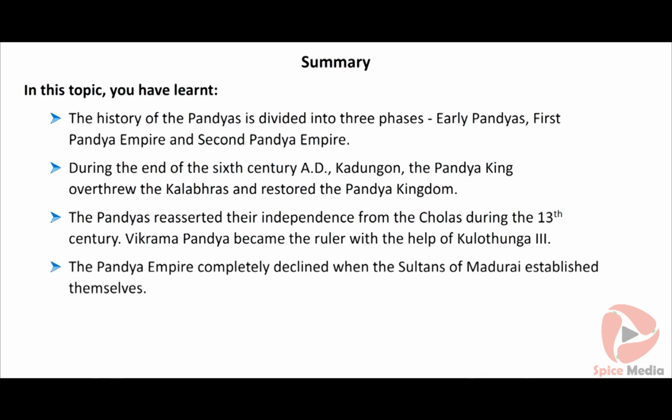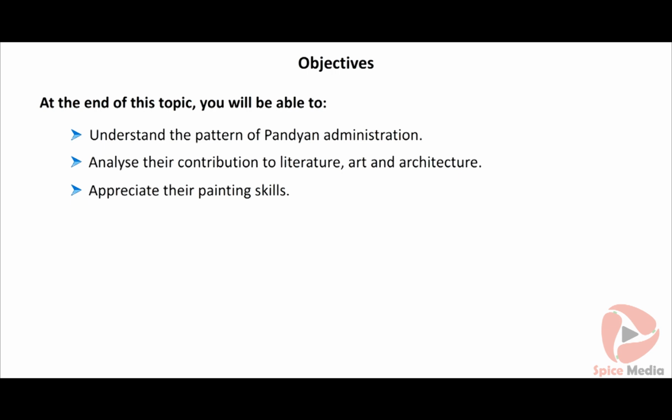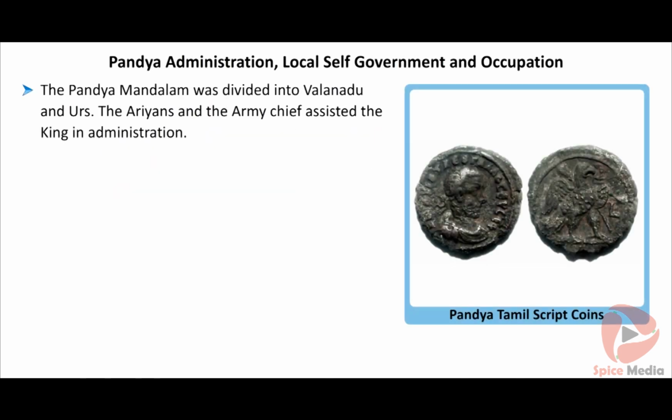In this topic, you have learnt the history of the Pandyas is divided into three phases: the early Pandyas, First Pandya Empire, and Second Pandya Empire. During the last part of the 6th century AD, Kadungon, the Pandya king, overthrew the Pallavas and restored the Pandya kingdom. The Pandyas reasserted their independence from the Cholas during the 13th century. Vikrama Pandya became the ruler with the help of Kulottungal III. The Pandya Empire completely declined when the Sultans of Madurai established themselves.